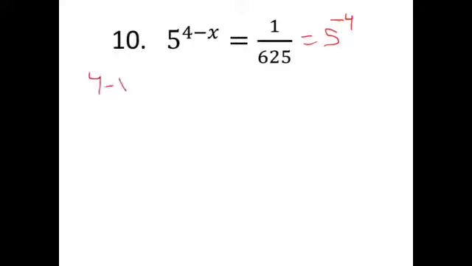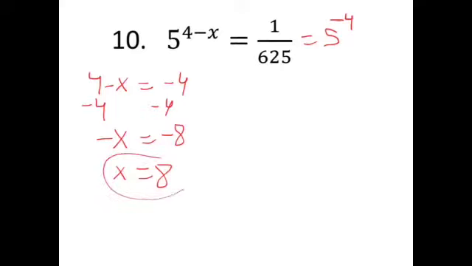4 minus x equals negative 4. I'd subtract 4 from both sides to get negative x equals negative 8. And since negative x is equal to negative 8, x is just going to be equal to 8.